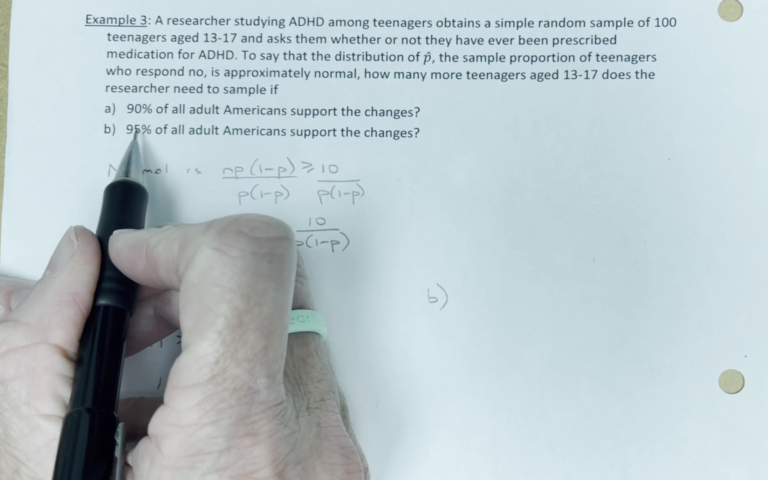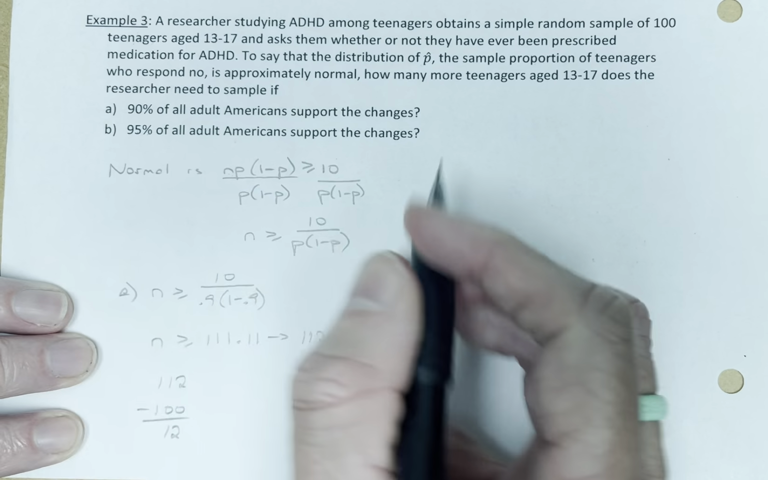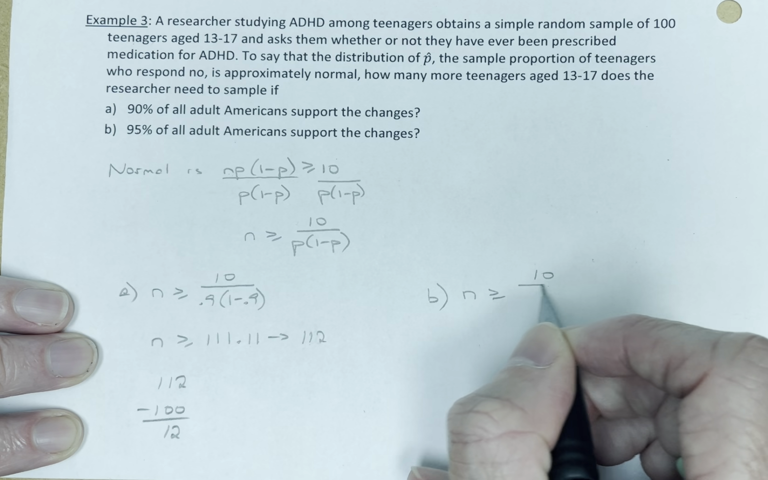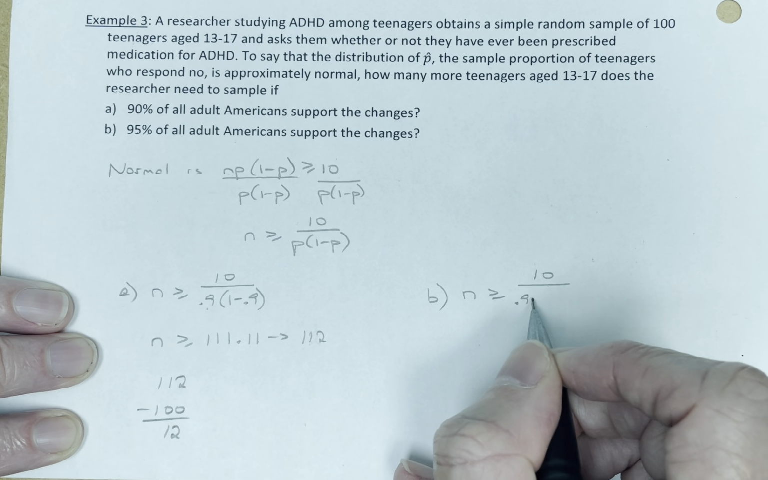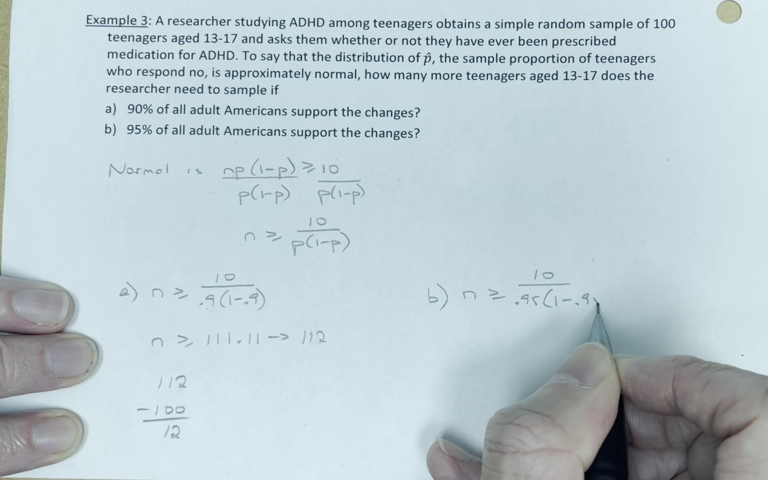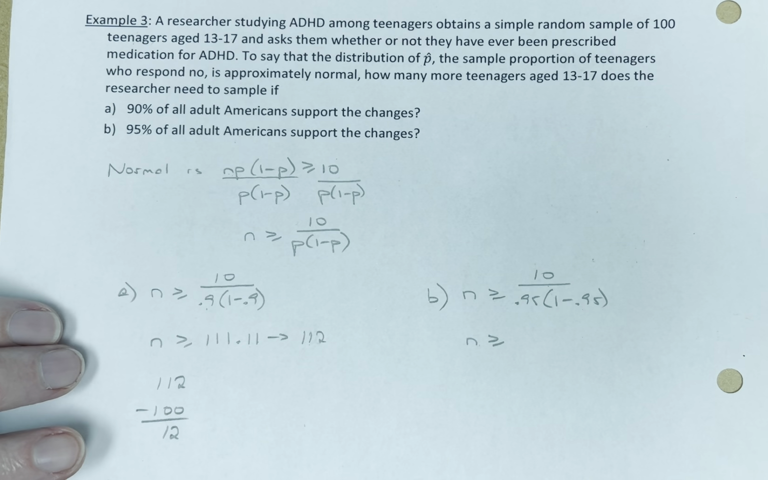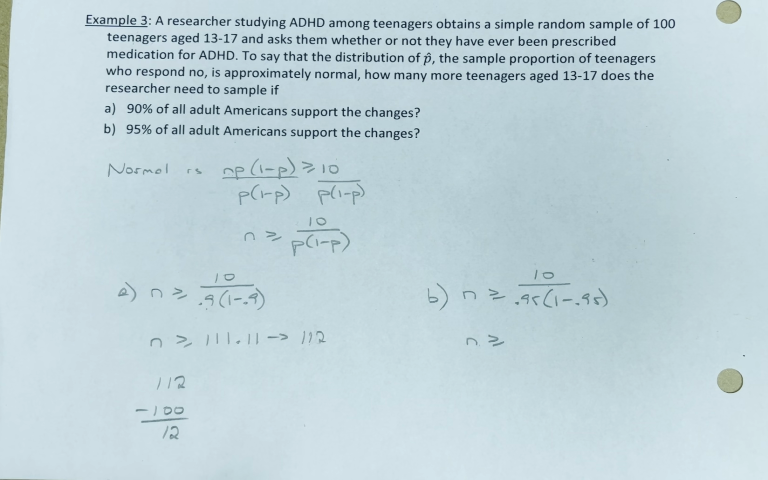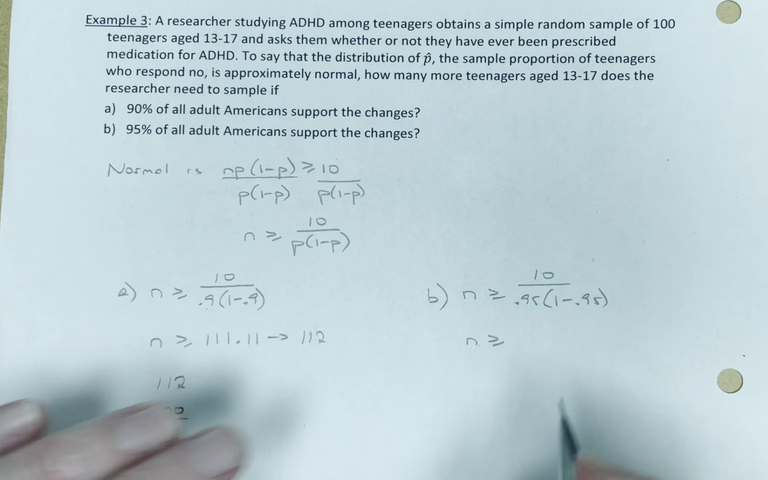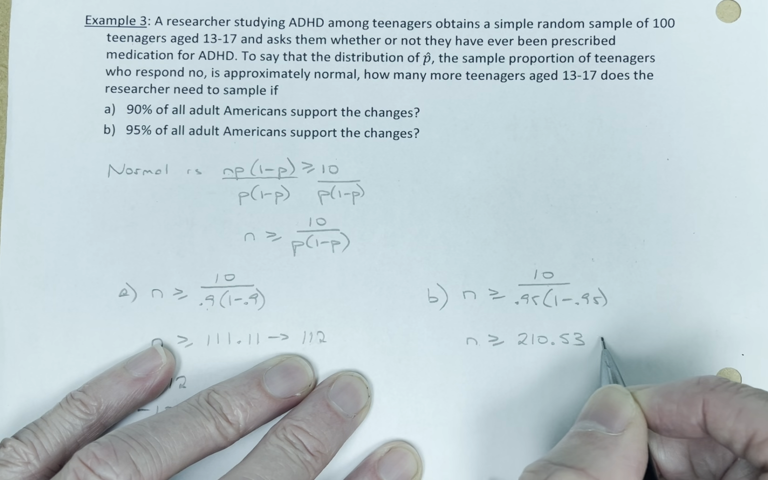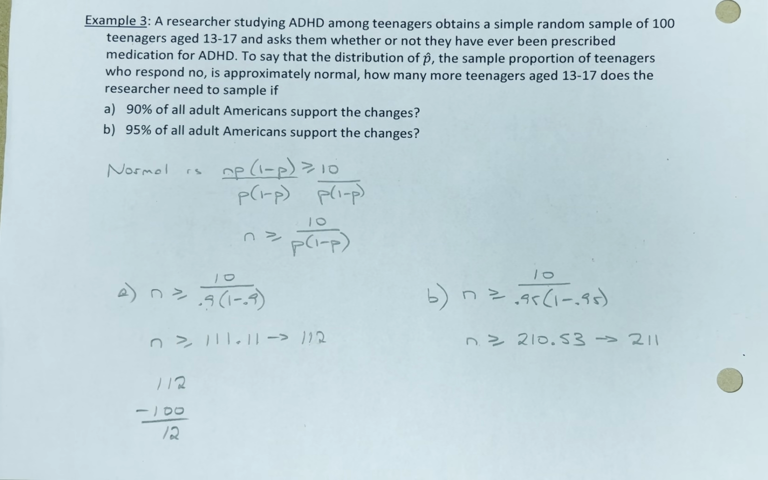Letter B, we want 95%. Okay, so we'll do the same thing. n is greater than or equal to 10. In this case, it's 95, so 0.95 times 1 minus 0.95. So n is greater than or equal to, and this answer, I forgot to write it down. Let me take out my calculator. Okay, I did do it. It's 210.53, which means we need 211.